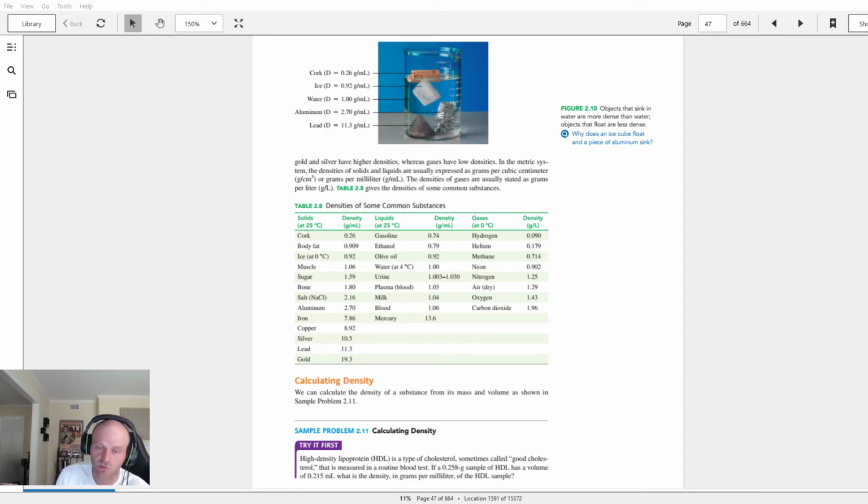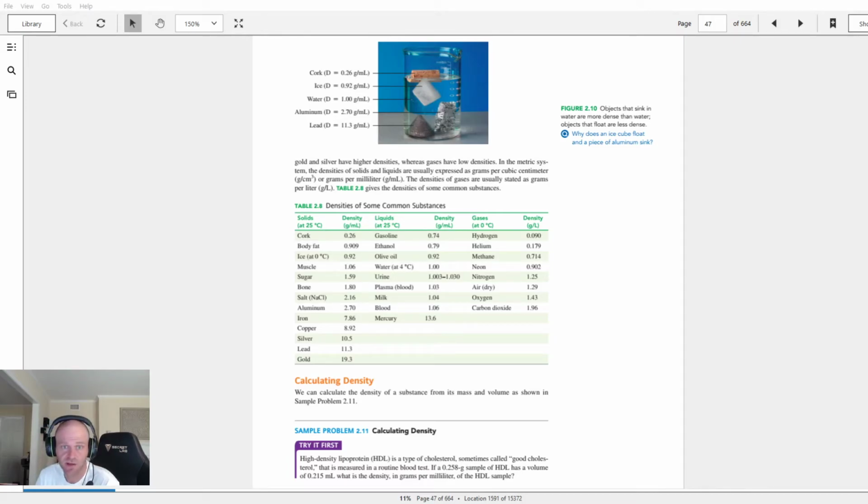Now water is 1.00 grams per milliliter. So that is important because 1.00 grams over 1 milliliter. You'll also see it written like this, grams milliliter.